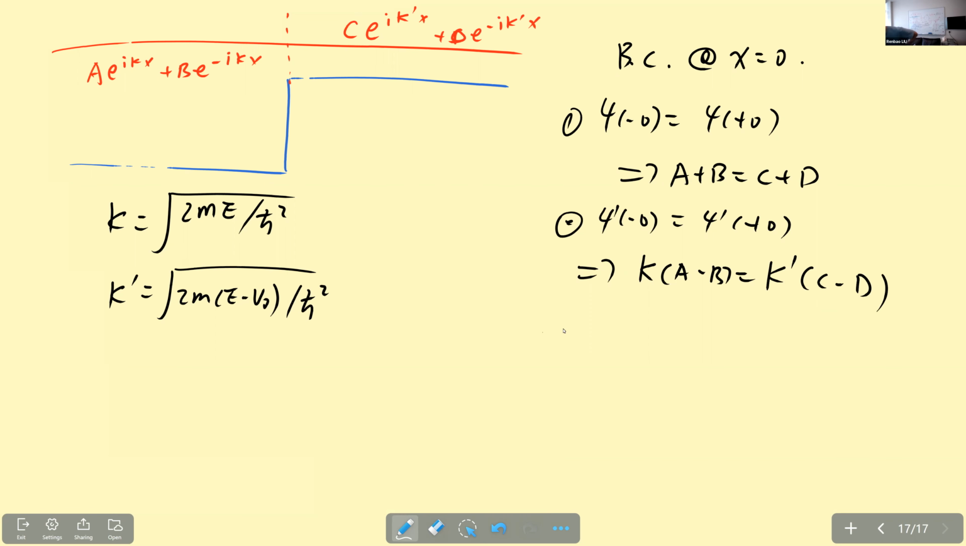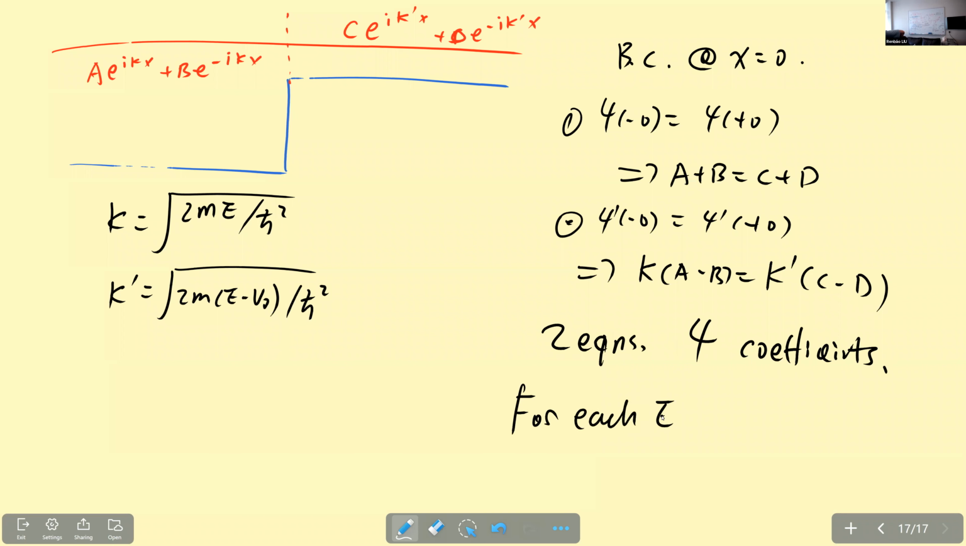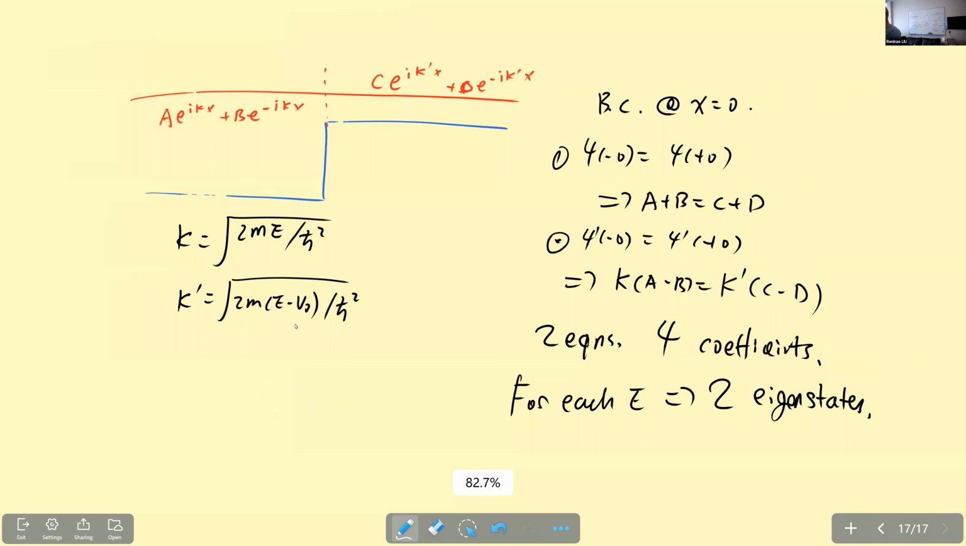So you have two equations, four coefficients. That means for each E, you have two eigenstates, because now you have two independent coefficients to choose. And so that means you can have different ways to form the eigenstates. You have two different ways to form the eigenstates.